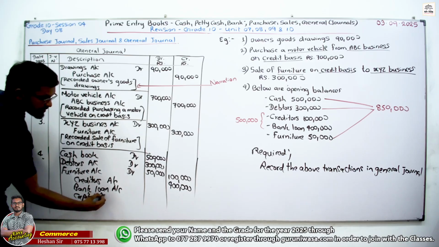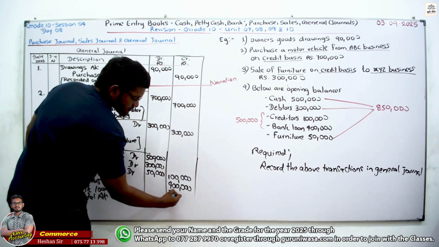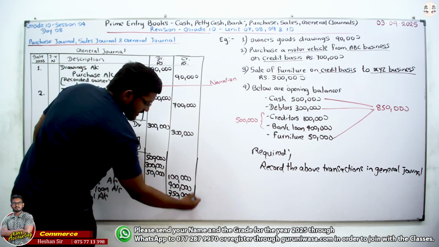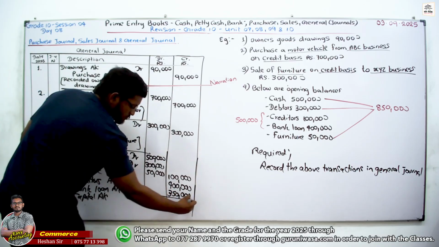Capital account credit 350. Now the total is tallying. Both sides are tallying.